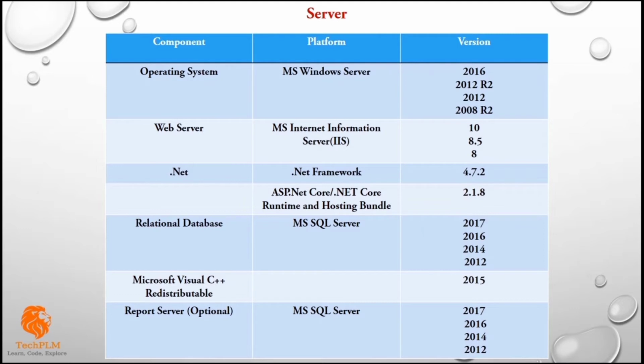And the .NET framework you require at least 4.7.2. .NET framework is the environment that provides the runtime environment. It allows software to run on your system. Without .NET framework, your software won't work on your system. And like .NET framework, ASP.NET Core is also one of the frameworks. So it's required at least version 2.1.8 in your system.